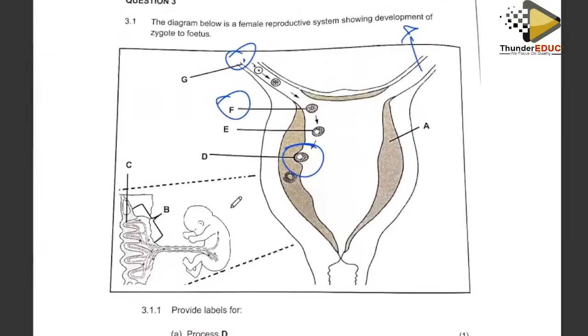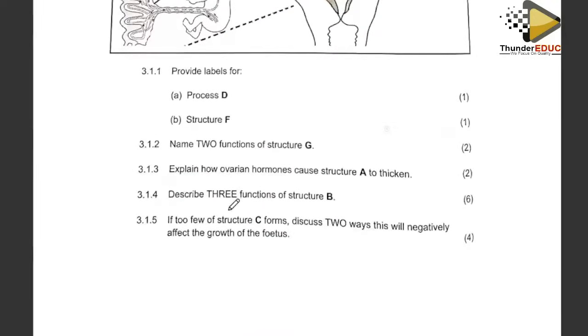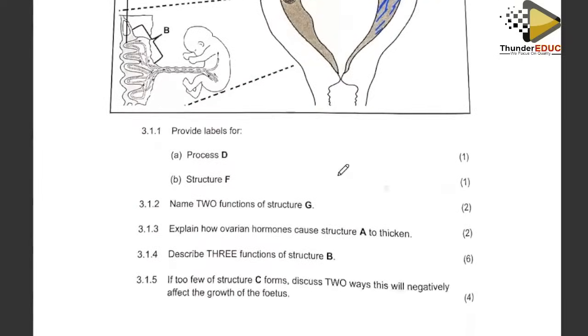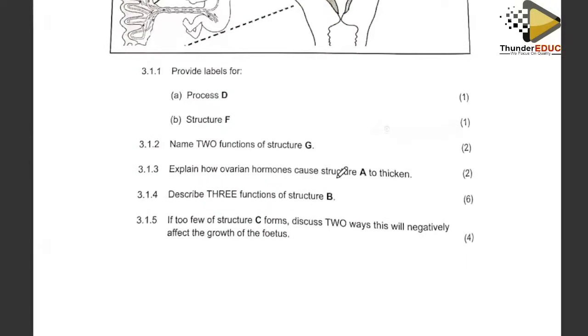except structure A, or the endometrium. Oh yeah, this one looks to be the endometrium. So I said the uterine wall at first, you know? Yes, this is the uterine wall. Okay, the endometrium. So basically, how does it do that? Let me first read the question. Explain how ovarian hormones cause structure A to become thickened.